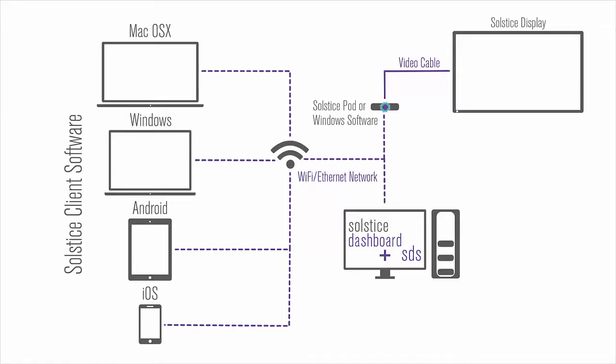On the client side, we support Mac OS X, iOS, Android, and Windows XP, 7, 8, and 10. These client devices need to be on the same network as the Solstice Pod or the Windows host in order to discover, connect, and share to the Solstice displays. The purple dashed lines denote network connections that can be either wired Ethernet or Wi-Fi. This is a simple network diagram, but Solstice is all routable TCP traffic, so it can cross subnets or VLANs. Just like any other IT service, it can be routed to discover and communicate across your network.